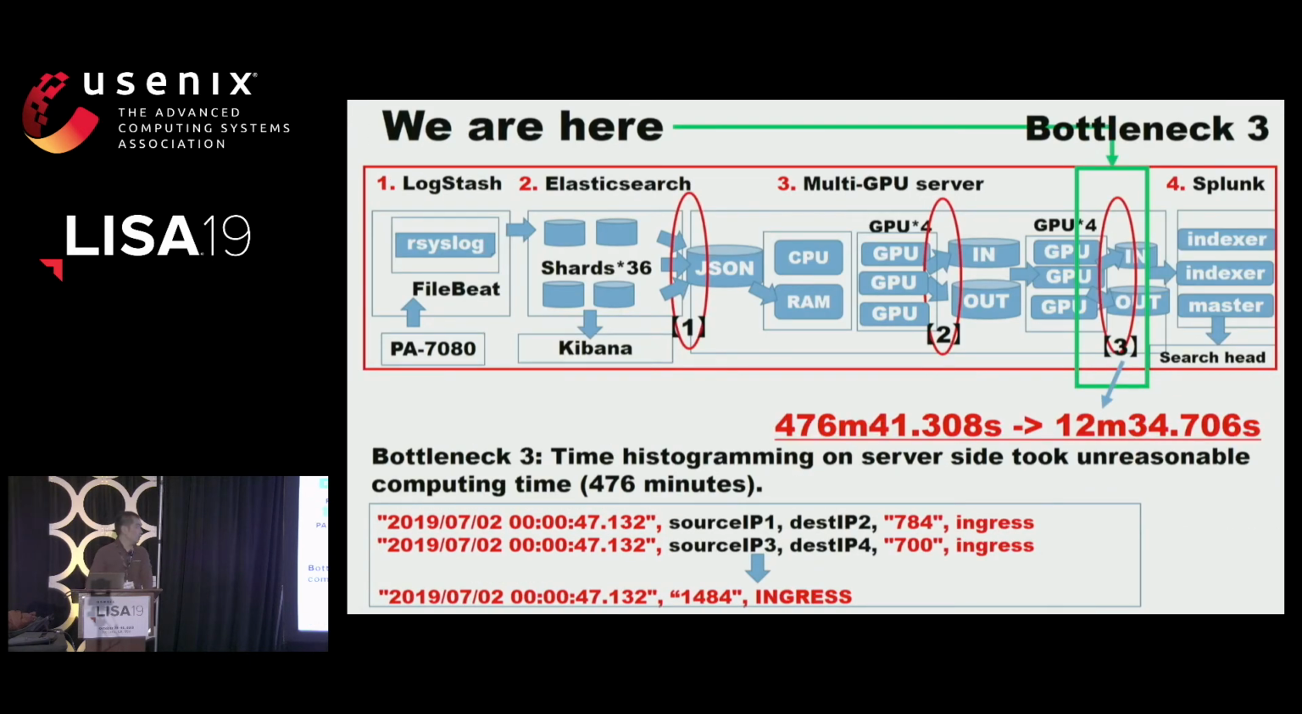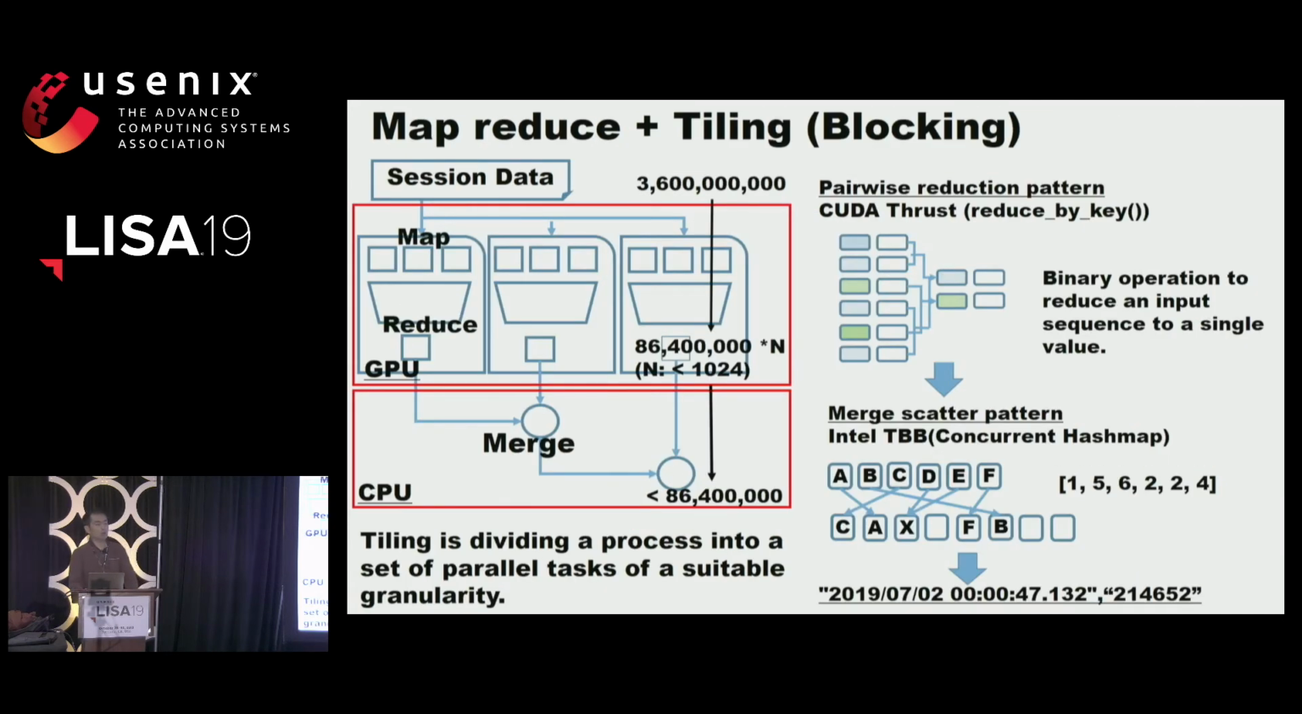We are at the final phase. Actually, the time for histogramming on Elasticsearch or Splunk took more than 476 minutes. It's a very unreasonable computing time. But with GPU, we can reduce it to 12 minutes. Tiling is a key concept here.